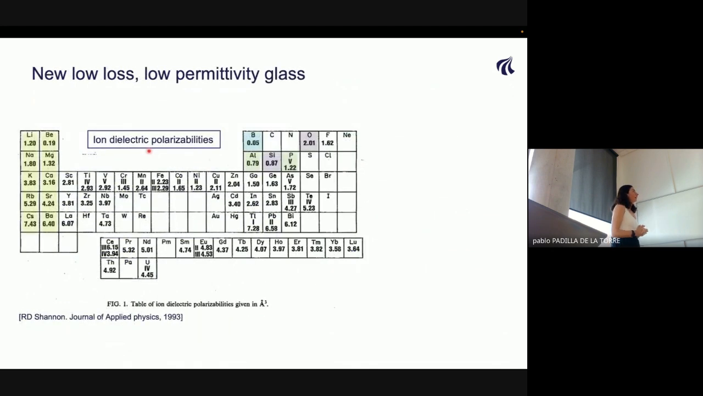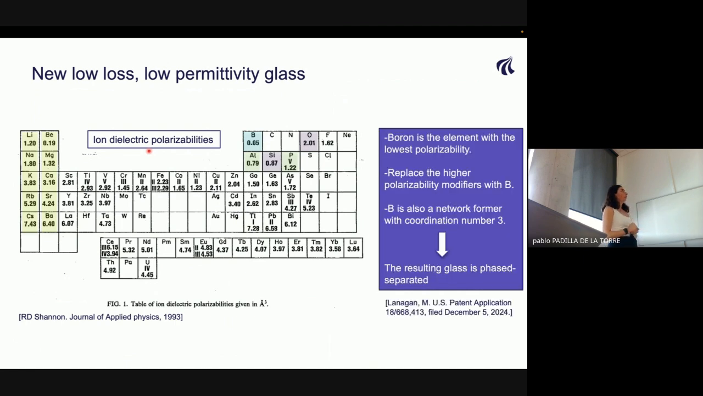If we look at this table over here, a glass is usually composed of a network former, that in this case is silicon, and modifiers. Modifiers are in the first two columns, alkalis or alkaline earths, and those are connected to the network. But by themselves, they cannot produce a glass, so they need an element like silicon and oxygen. So we said, instead of having these elements that have very high polarizabilities that you can see in these numbers, why don't we use boron that has the lowest of all of them?